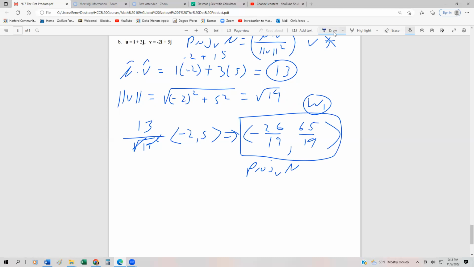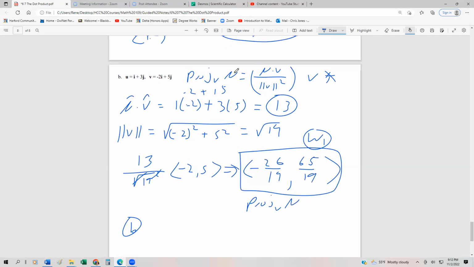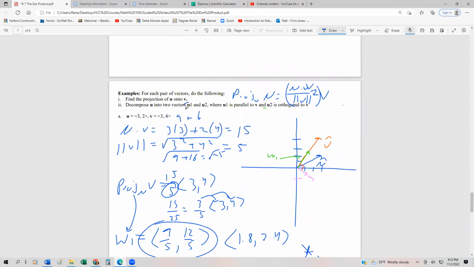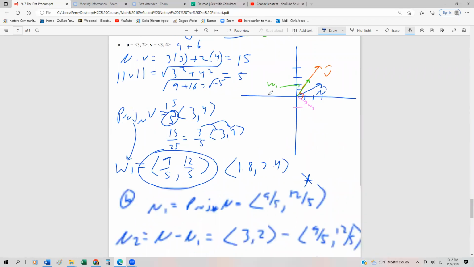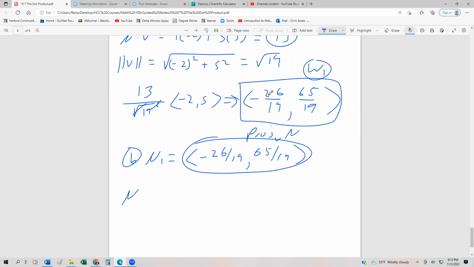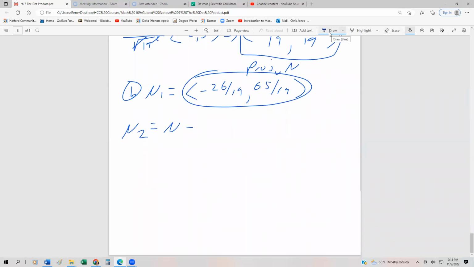For part B, if we go back up and see what it's asking, u1 is parallel to v. That means u1 is <-26/19, 65/19>. That's easy enough, we just find the projection and that's what it is. To find u2, that's going to be u minus u1 in this case. We're just going to subtract those out, and we might have to get a common denominator.